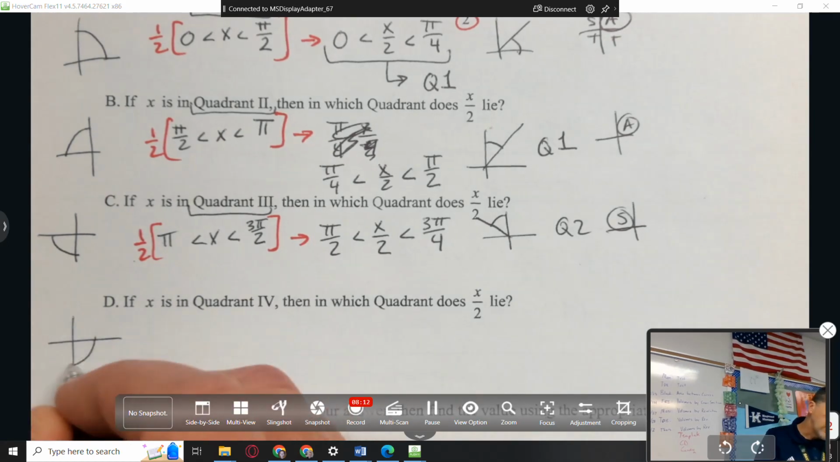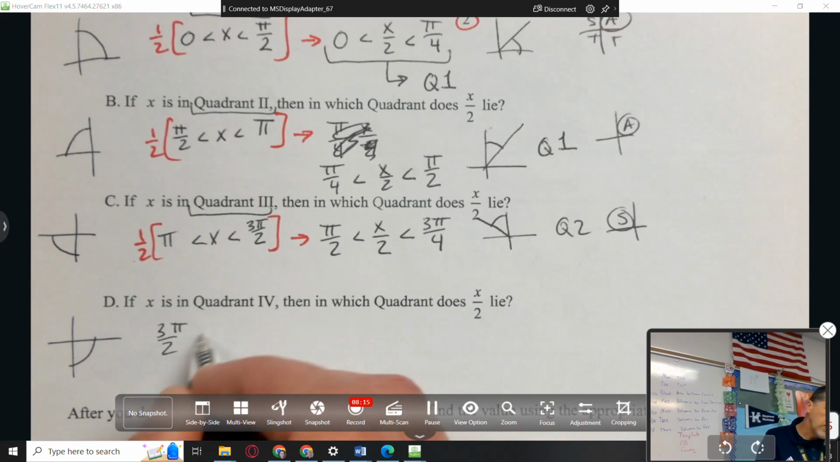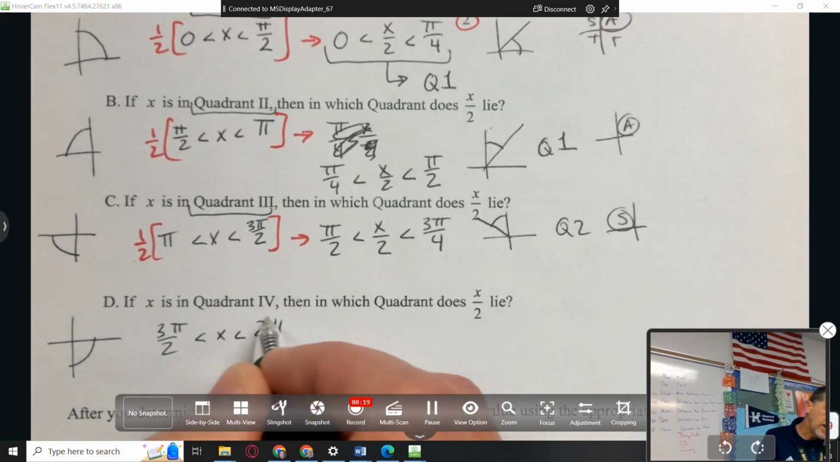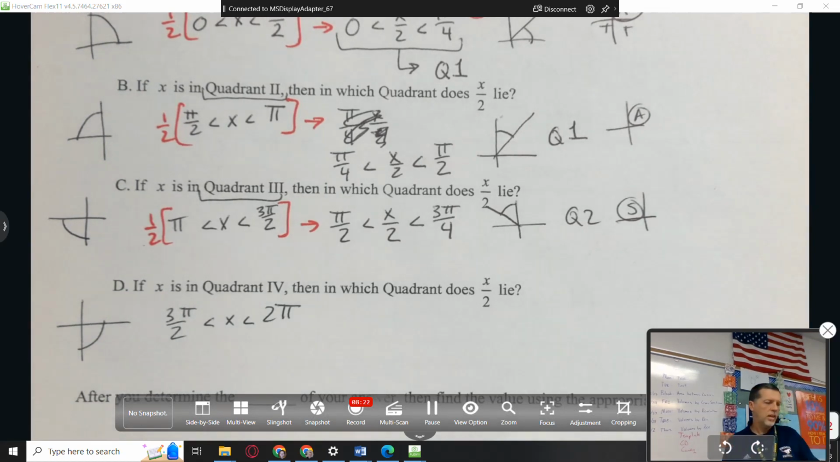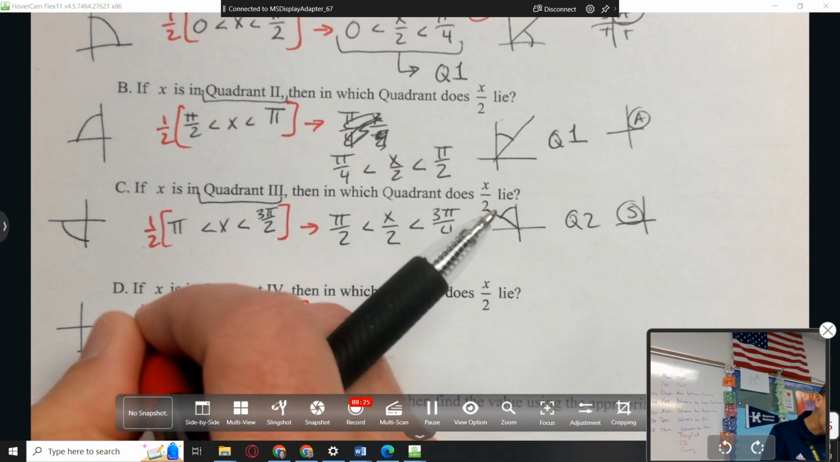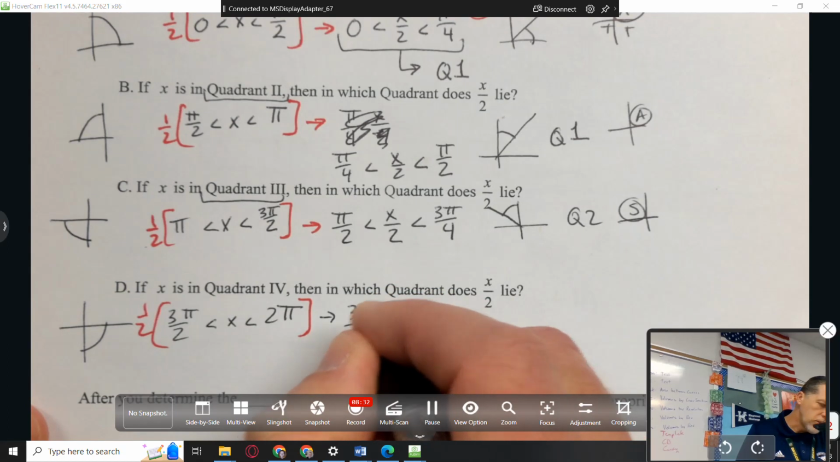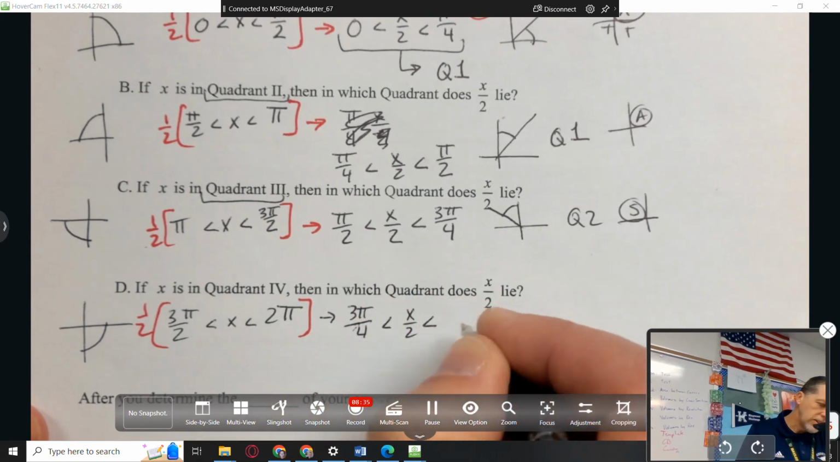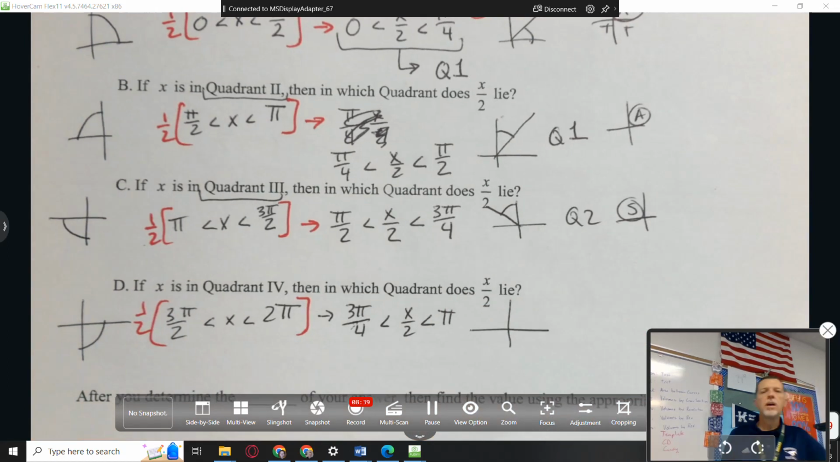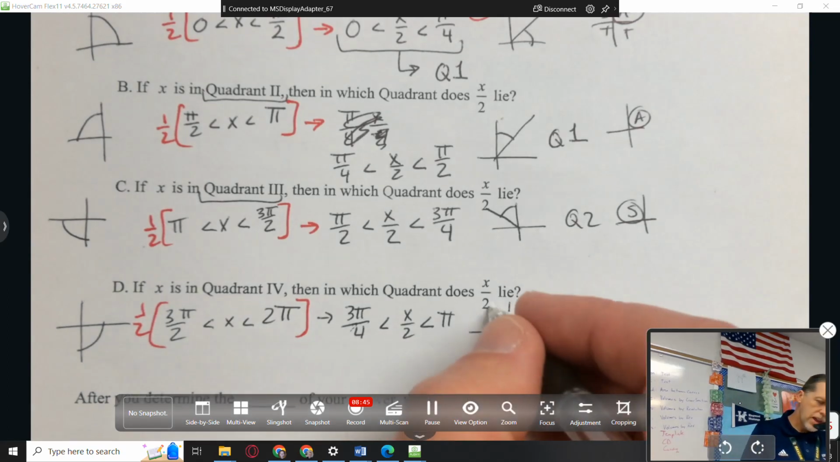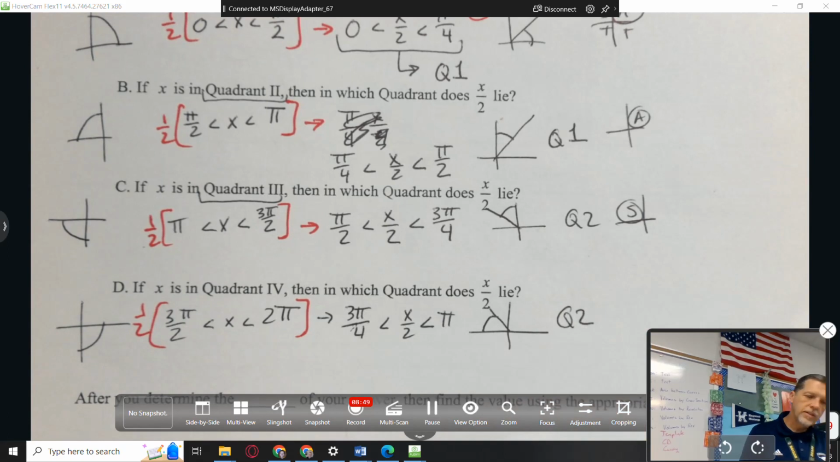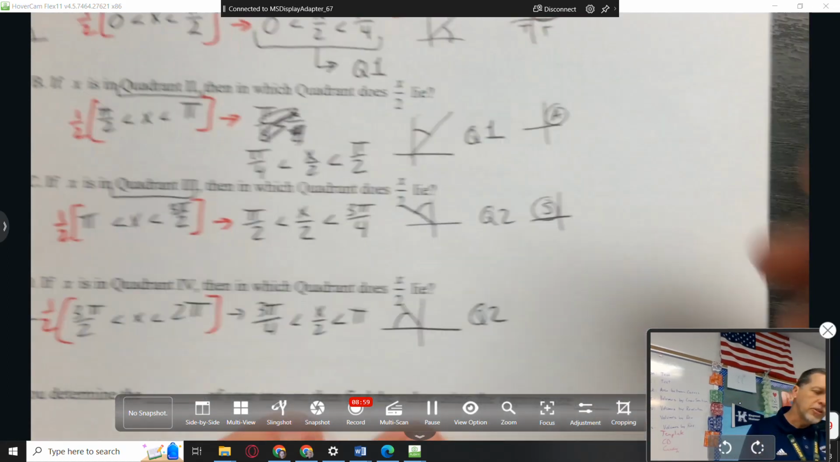Lastly, quadrant 4, so 3 pi over 2, 2 pi. We want to know where x over 2 lies. Multiply by a half. So 3 pi over 4 is less than x over 2 is less than pi. Between 3 pi over 4 and pi, that's also quadrant 2. So divide the original range by 2 to come up with the new range. Now there's an even better trick to that.